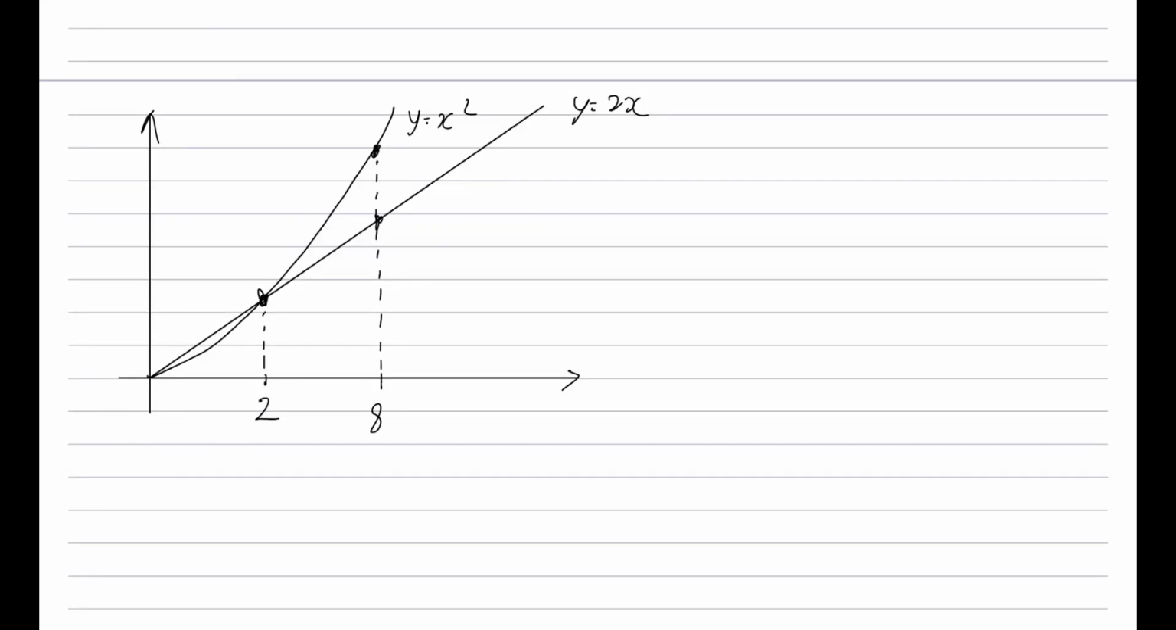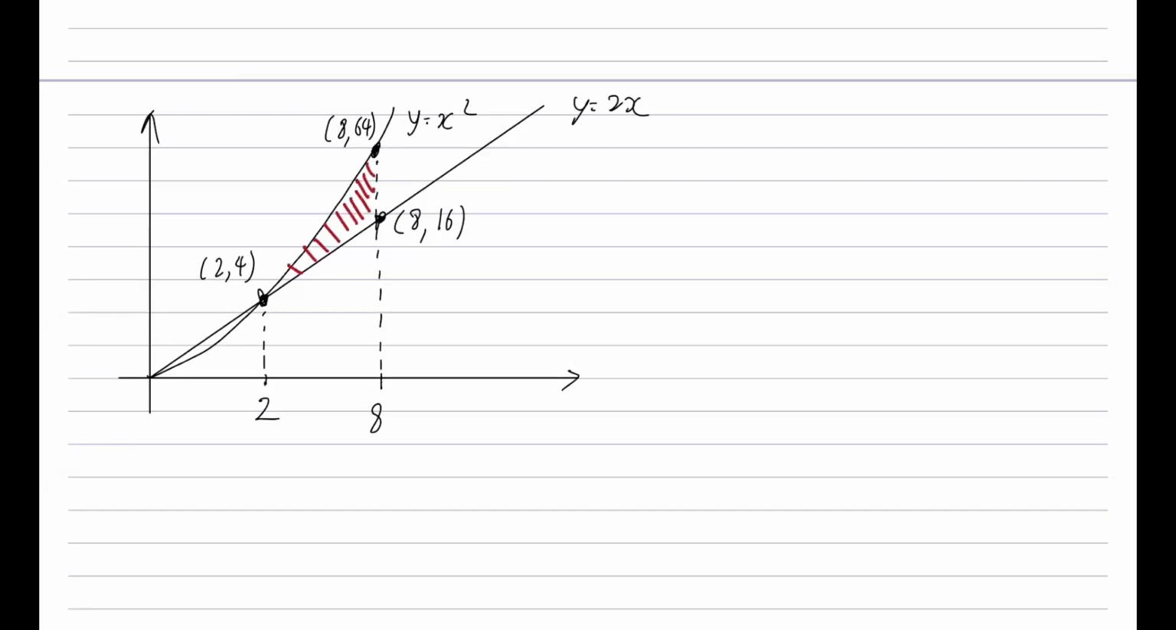You can use coordinate geometry to figure out the coordinates of those points of intersection, right? This will be 2, 4. This will be 8, 8 squared, which is 64. This will be 8, 2 times 8, 16. Right? My question was, how do you find the area of this part here?